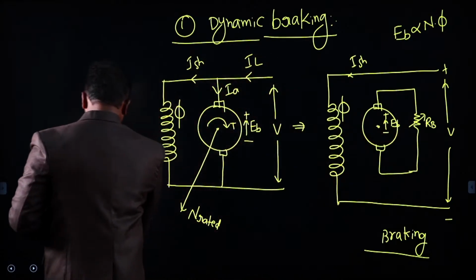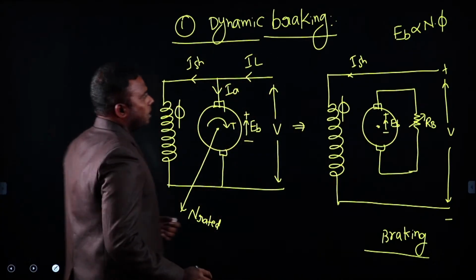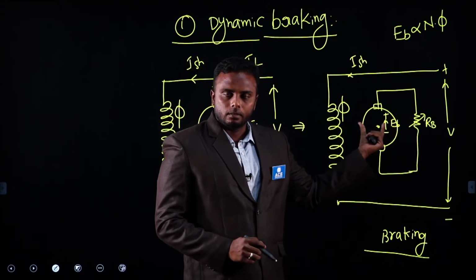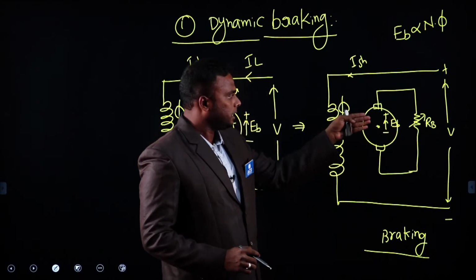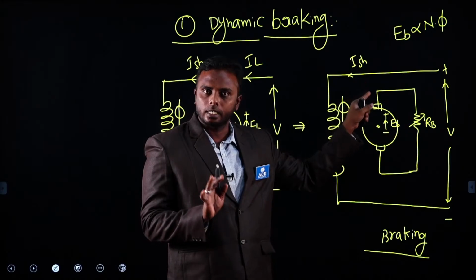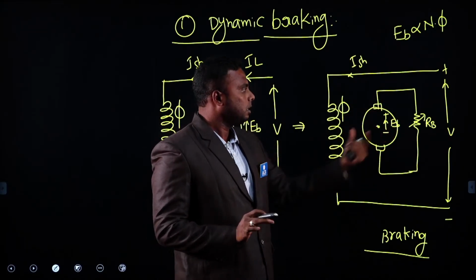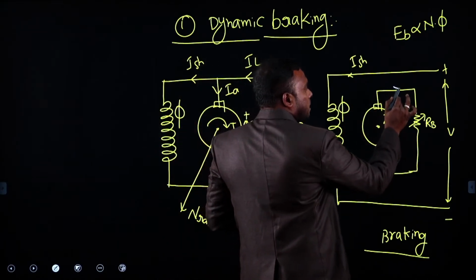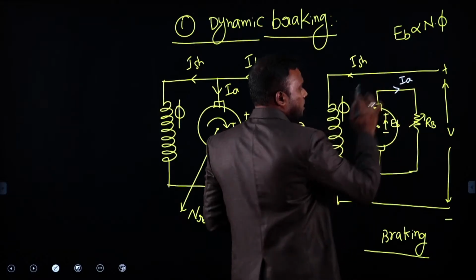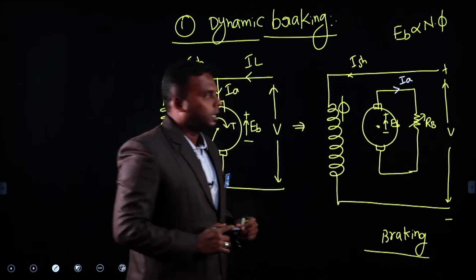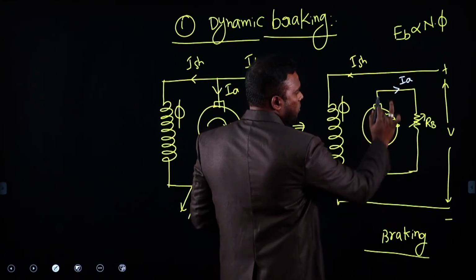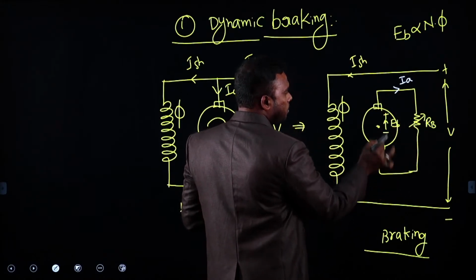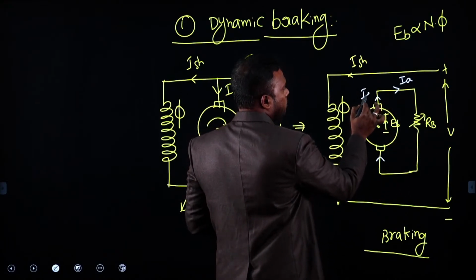So this is our EB, with plus and minus. Due to this EMF, when there is flux and the armature is rotating, it is cutting flux lines, and EMF EB will be there. Due to this EMF, a current IA, the armature current, will flow. With this plus and minus polarity, the current will circulate like this. This is the path of armature current.